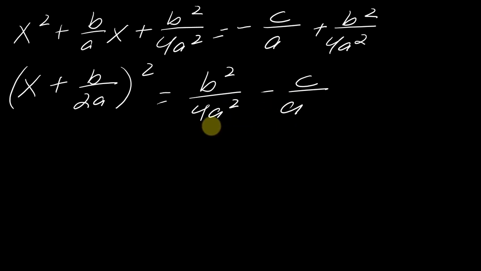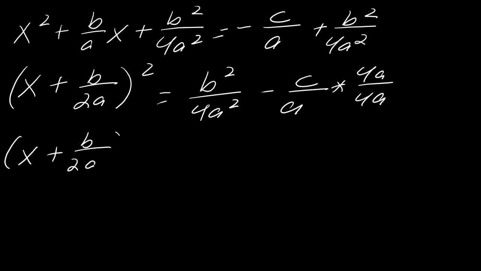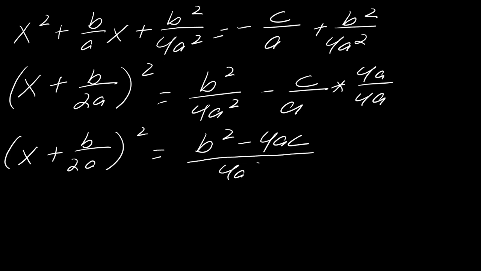So let's think about this for a second. I have 4a squared and a, so what's the common denominator between them? Well, it would be 4a squared. What do I have to multiply this by to get to that common denominator? I would have to multiply the top and bottom by 4a. So let's write this out nicely now. This will become b squared minus 4ac, right? So c times 4a will be 4ac, and then all of this over the common denominator of 4a squared.